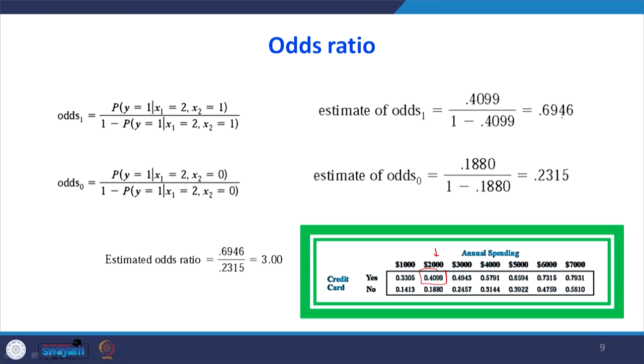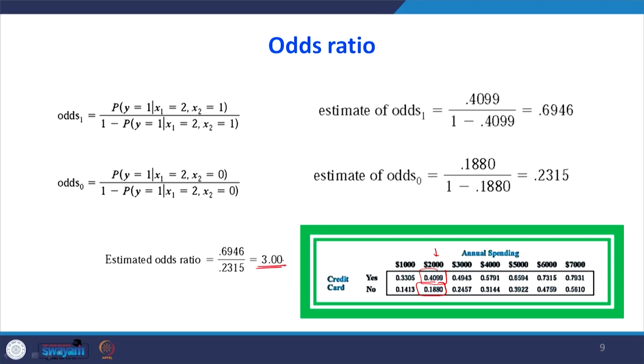0.6946. We will go to the odds 0, 0th level. So, P of y equal to 1, X1 equal to 2, X2 equal to 0. This case is similar to the previous one, spending amount is same, but is not having credit card. For that the probability, numerator is P, denominator is 1 minus P. So, what is that category? This one, 0.1880. So, 0.1880 divided by 1 minus 0.1880, that is giving 0.2315. So, when you divide this 0.6946 divided by 0.2315, this is 3.